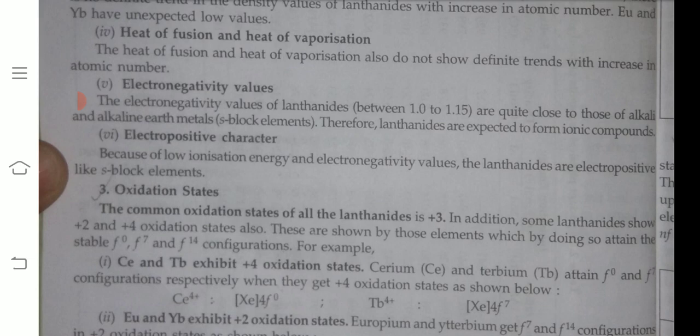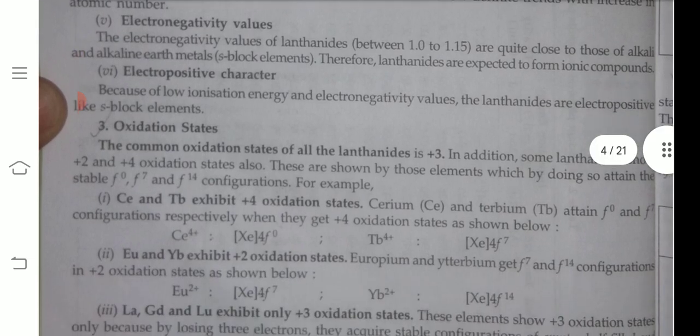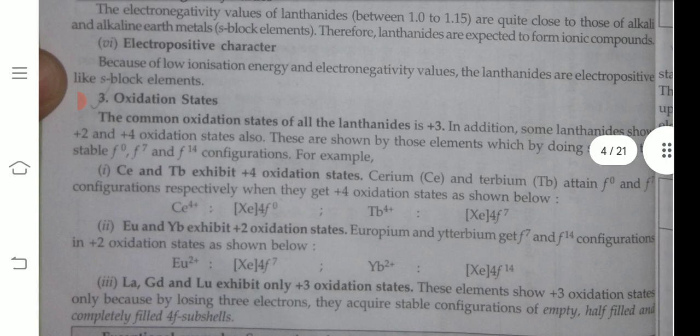Electronegativity values. The electronegativity values of lanthanides are quite close to those of alkali and alkaline earth metals. Therefore, lanthanides are expected to form ionic compounds. Electropositive character. Because of low ionization energy and electronegativity values, the lanthanides are electropositive like s-block elements.